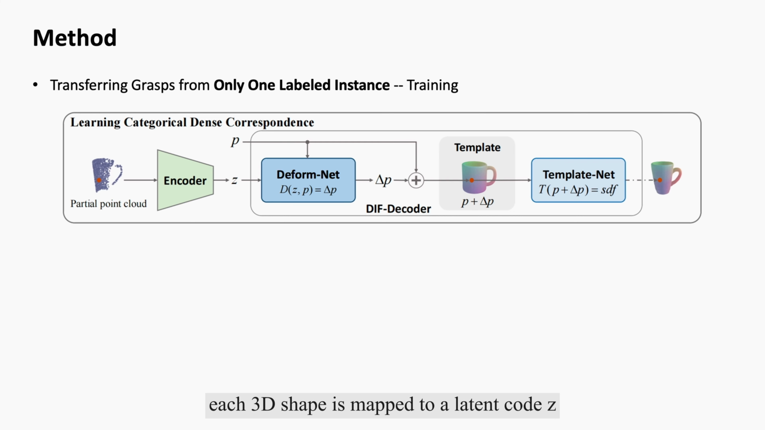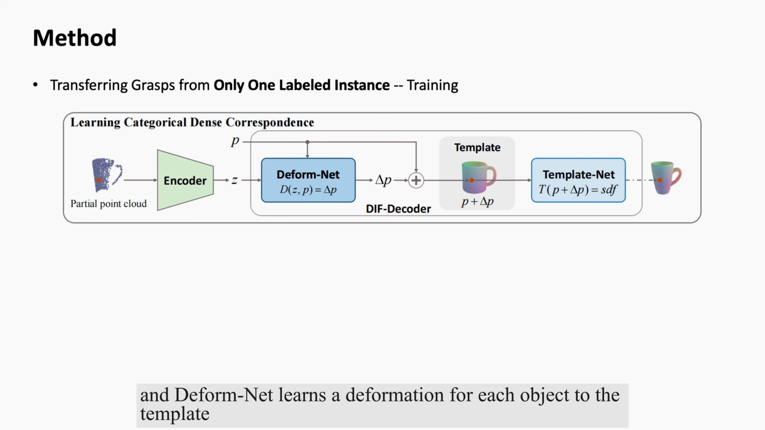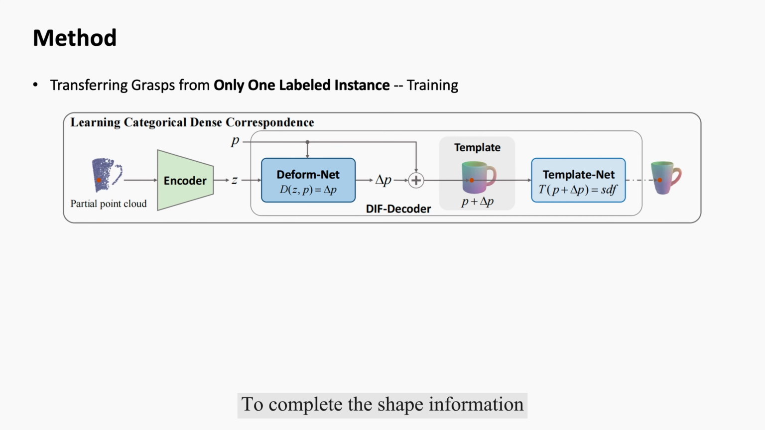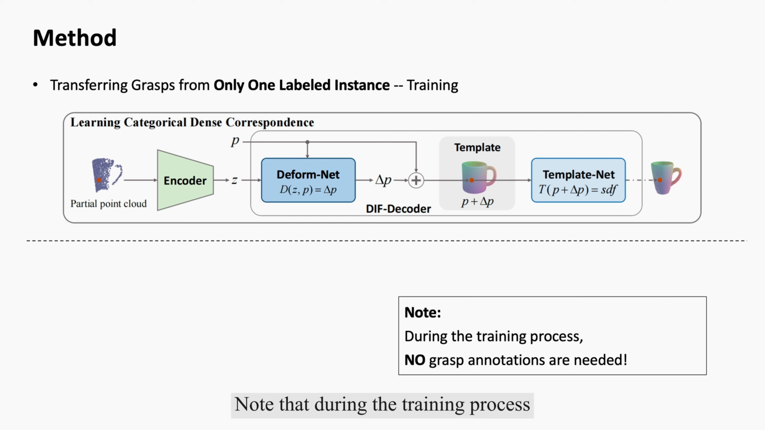After training, each 3D shape is mapped to a latent code Z. TemplateNet captures the common properties of a category, and DeformNet learns a deformation for each object to the template. To complete the shape information, a shape encoder learns to map each input to the latent shape code Z. Note that during the training process, no grasp annotations are needed.